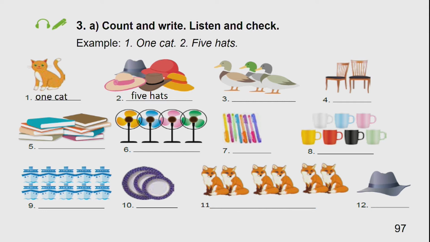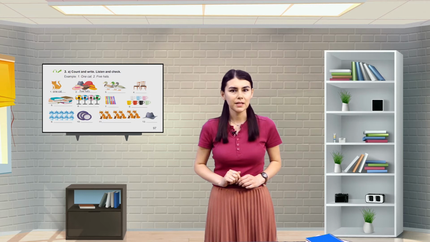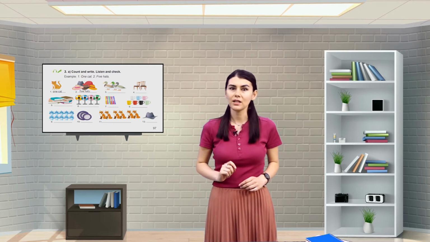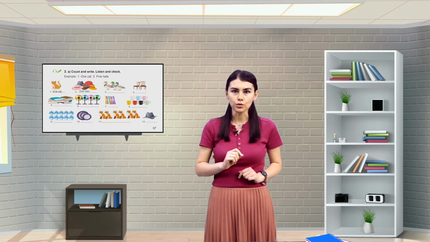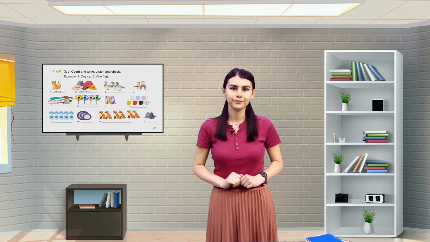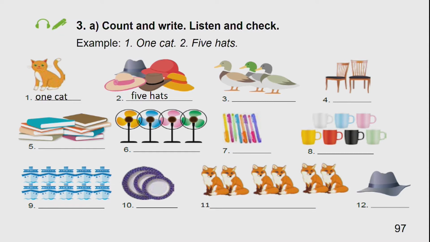For example, look at picture 1. I see one cat and I write in my copybook one cat. Picture 2. Oh, let me count first. 1, 2, 3, 4, 5. Okay, so I write 5 hats. Work individually, please. Let's check your answers all together now.